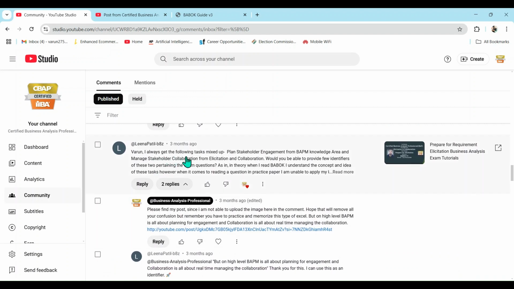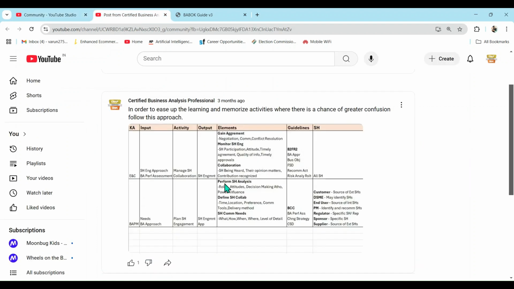So here, Varun, I always get the following task mixed up: plan stakeholder engagement from the BAPM knowledge area and manage stakeholder collaboration from elicitation and collaboration. So again, this post here would definitely help you to make a difference.